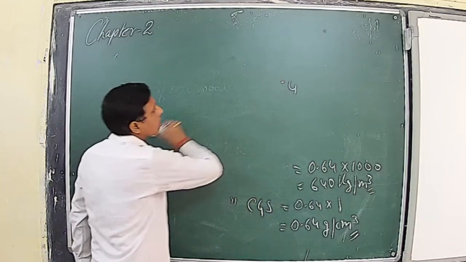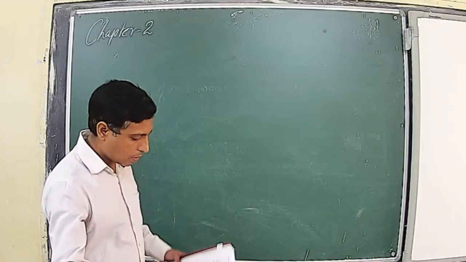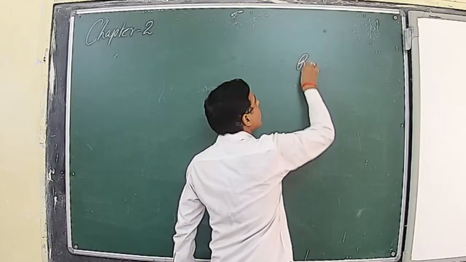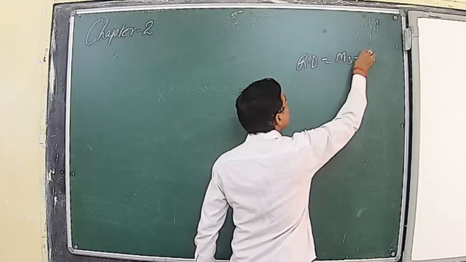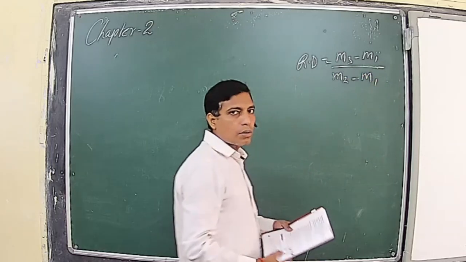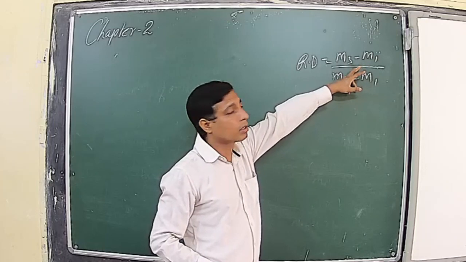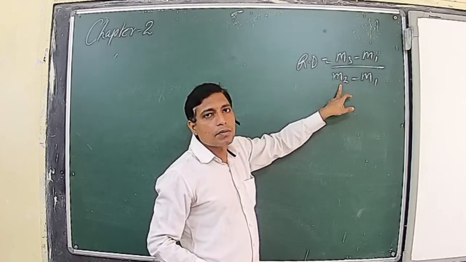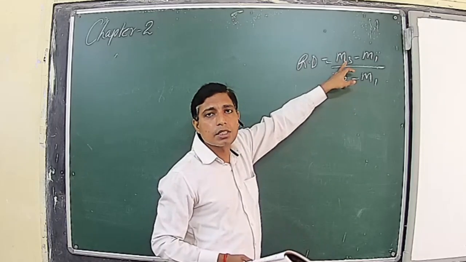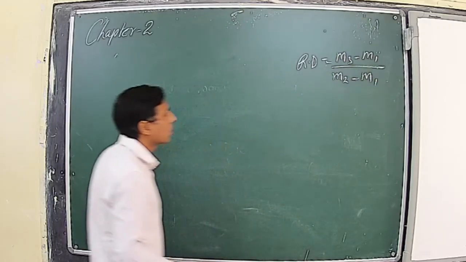Now let us discuss one numerical from relative density bottle. If you remember, in relative density bottle we have learned that relative density is equal to m3 minus m1 upon m2 minus m1. So let's identify those terms. M1 is the mass of empty relative density bottle. M2 is the mass of density bottle plus water, and M3 is the mass of density bottle plus any unknown liquid whose relative density we have to measure.